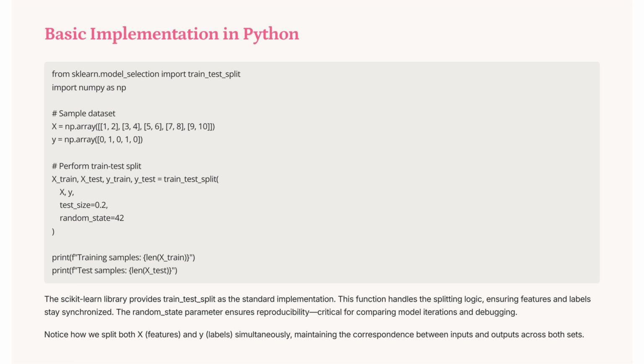The scikit-learn library's train-test split function is essential for dataset partitioning, maintaining synchronization between features and labels. By setting random state 42, we ensure reproducibility, crucial for consistent model comparisons and debugging. This example demonstrates splitting a sample dataset into training and test sets, preserving input-output correspondence.